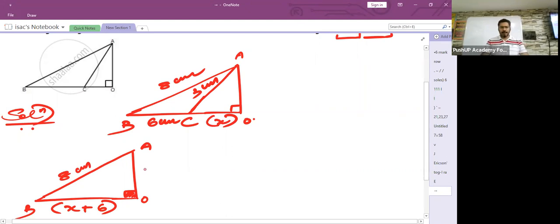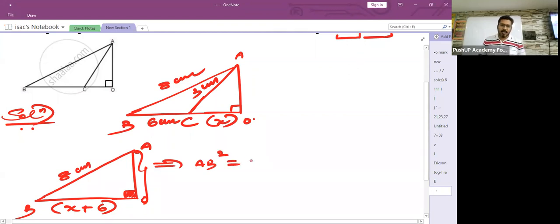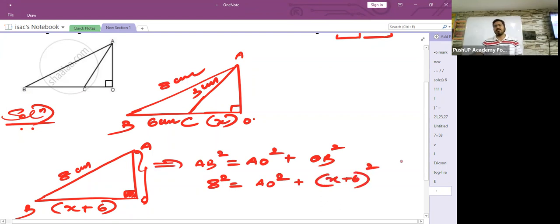Now children, we don't have any idea about OA, isn't it? But since we have some clue about the remaining two sides, why can't we apply Pythagoras theorem over here? When two of the sides are given, you can definitely apply Pythagoras theorem. So the square of the hypotenuse, AB square, is equal to the square of the height plus the square of the base, so AO square plus OB square. AB's value was given as 8, so it becomes 8 square, which is equal to AO square plus X plus 6 the whole square.